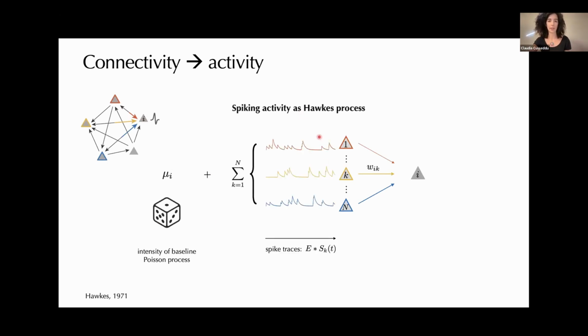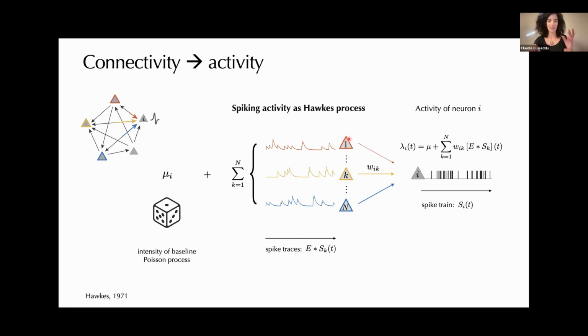And then we take a weighted sum of presynaptic inputs, where each input is a smoothed spike trace of the presynaptic activity, which we scale by the synaptic weight. This process was introduced in the 70s by Hawkes, and it's very useful to capture the reciprocal influence of the spiking neurons in a recurrent network.